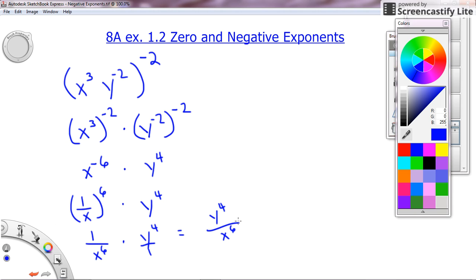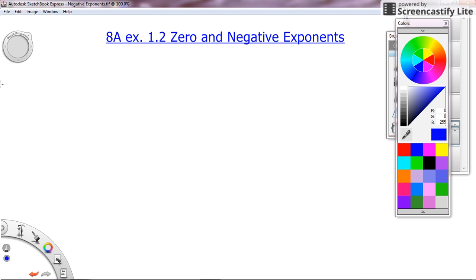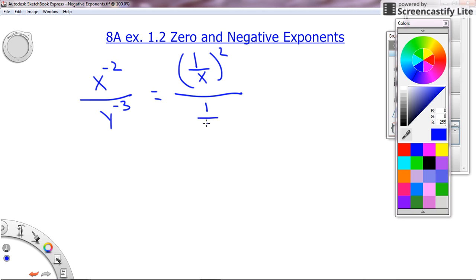Now I want to do another problem like that, because I don't think I explained that quite clearly enough. Let's say we have a fraction like this, x to the negative second over y to the negative third. The easy way of doing problems like this, I mean, you can say the top of this fraction is 1 over x to the positive second power, and the bottom of this fraction is going to be 1 over y to the third power.